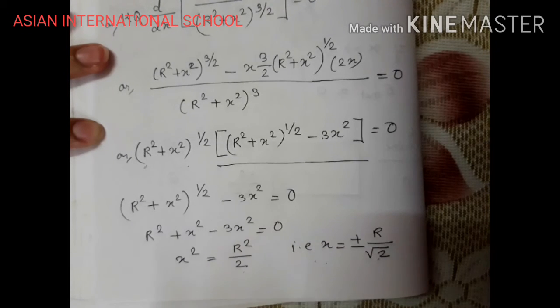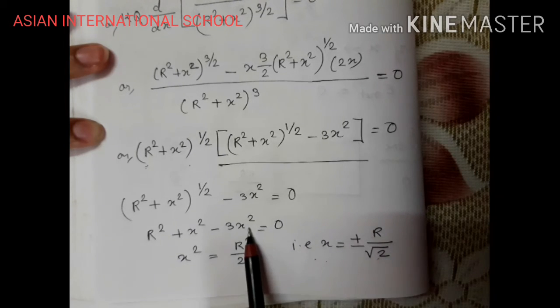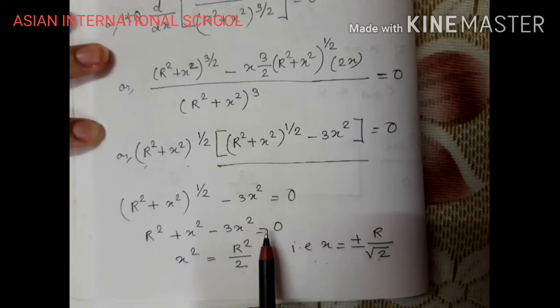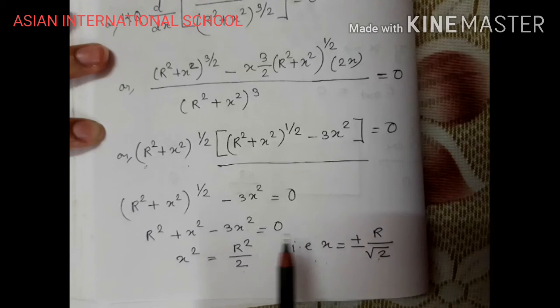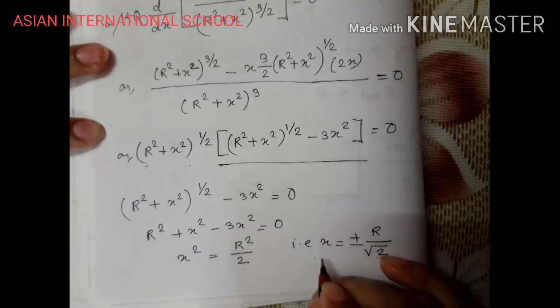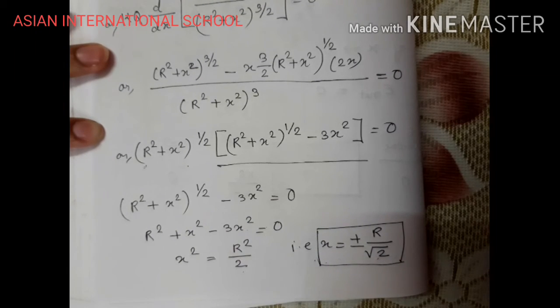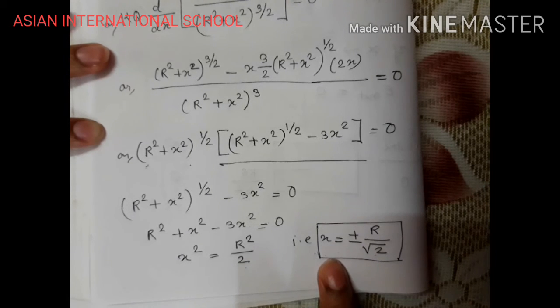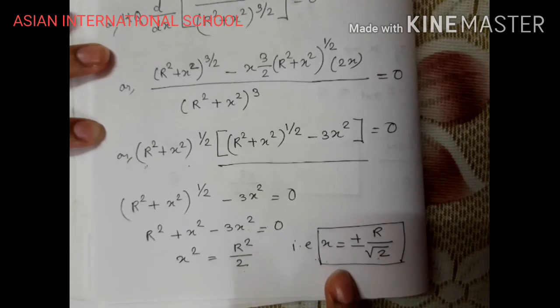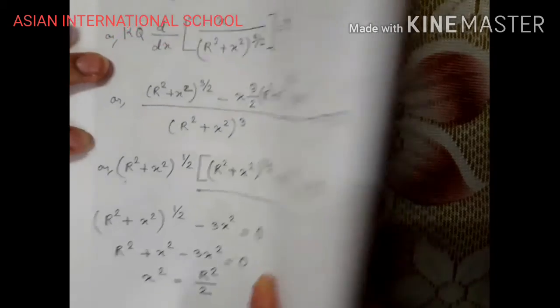maximum electric field. Clear? From the center at a distance plus r by root 2, or from the center on the opposite side at a distance of minus r by root 2, these are the positions where I will be getting maximum electric field. So this is the position of maximum electric field. Now let us find out what will be the electric field at this position, that is, what is the magnitude of the maximum electric field.